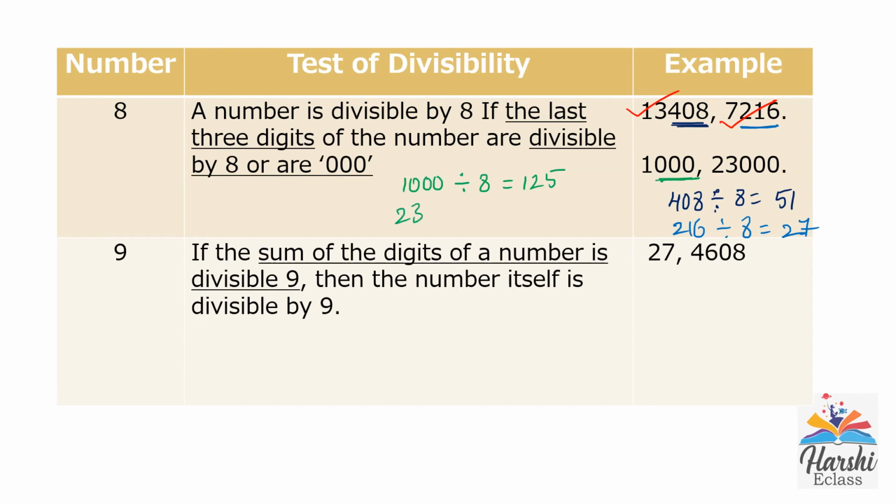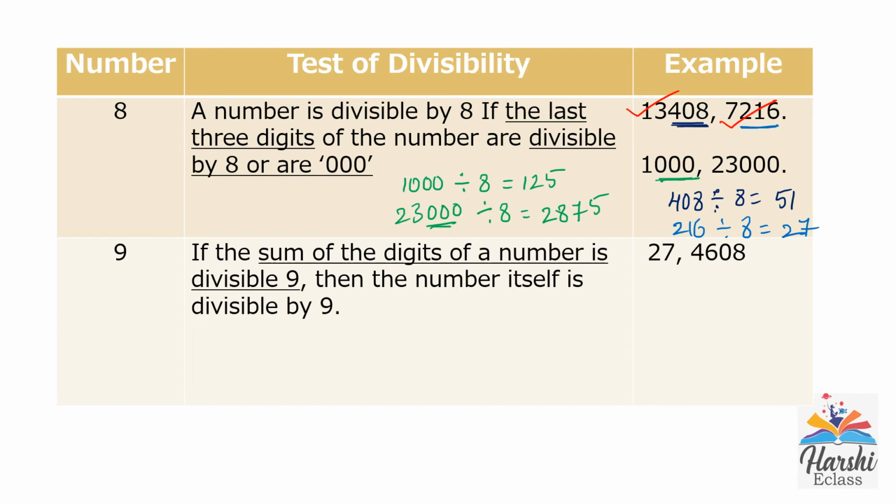Next example, 23,000, ending with 3 zeros. Divide it by 8. 8 2s are 16. 7, 0. 8 8s are. Then 8 7s are. 2,875 will come. If you divide 23,000 by 8, 2,875 will come and remainder 0.